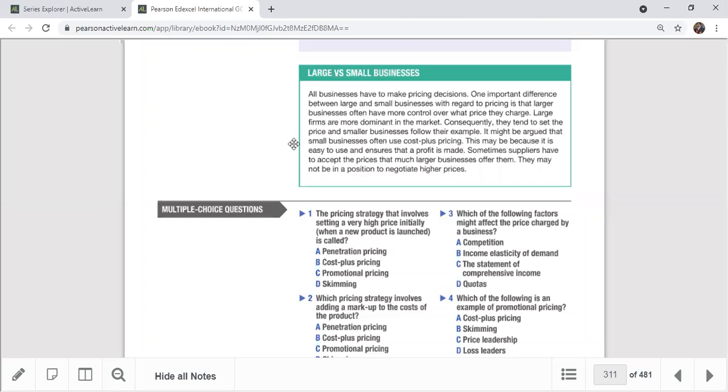And then it might be argued that small businesses often use cost plus pricing because it's easy for them to use and ensures that a profit is made. They guarantee the profit margin, and sometimes suppliers have to accept the prices that much larger businesses offer them. Right? They may not be in a position to negotiate higher prices. So that is also important.